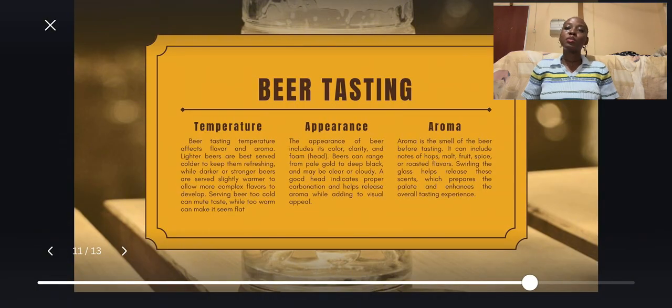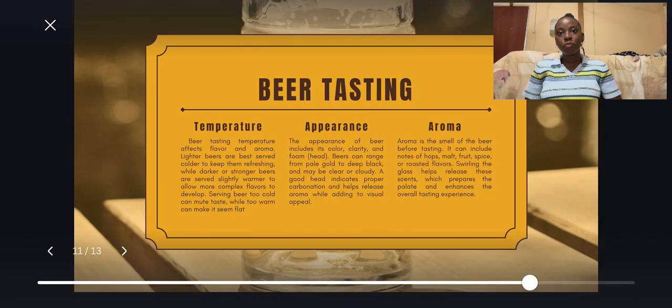When we're tasting beers, we need three components. We have to think about the temperature, the appearance, and the aroma of the beer. For temperature, it affects the flavor and the aroma we're going for. Lighter beers are best served at cooler temperatures to keep them more refreshing, more crisp, while darker or stronger beers are served slightly warmer to allow more complex flavor to develop, and for you to understand and taste those flavors thoroughly.